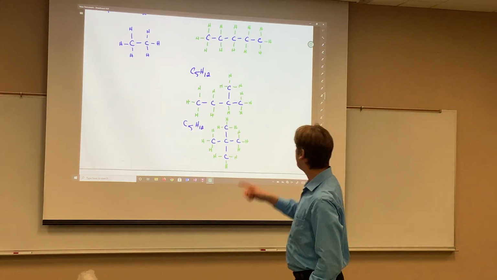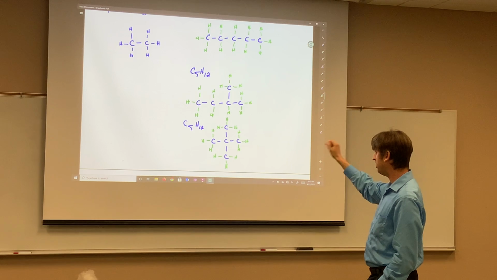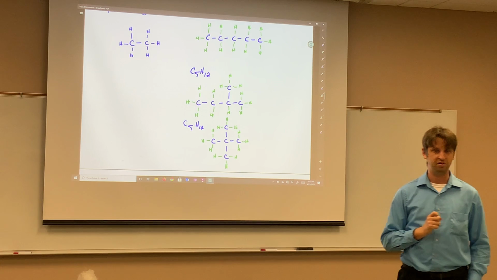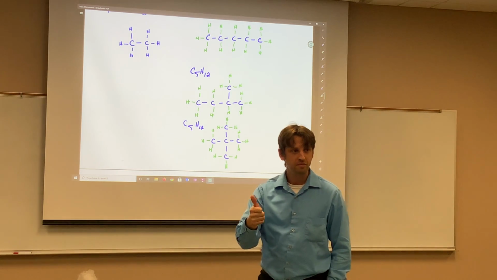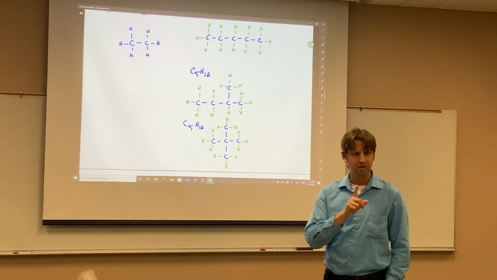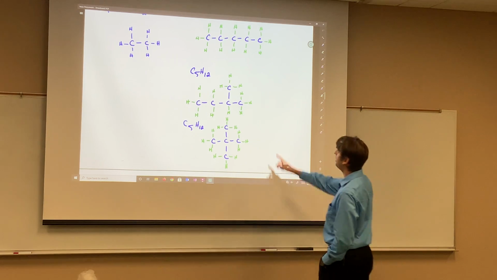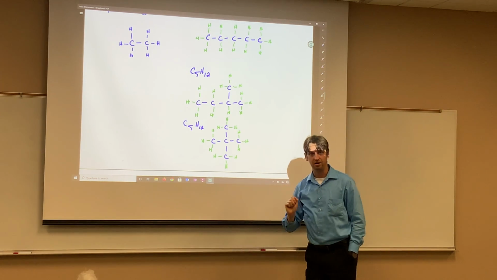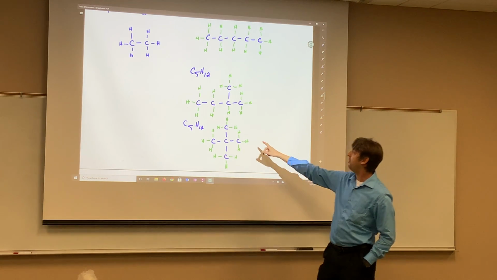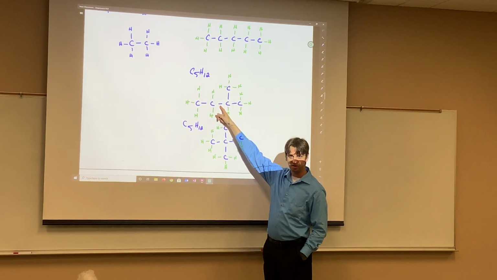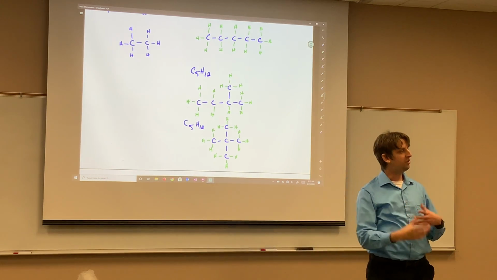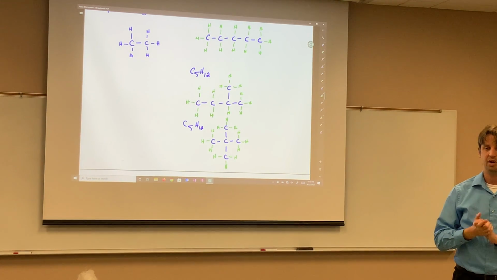Now, what's the relationship between these three C5H12 structures? Those are called constitutional isomers. They have the same formula, but they're connected together differently. At the top, we have a linear chain, where one carbon is bound to another, bound to another. Here we've got a carbon with 3 other carbons around it. Here we've got a carbon with 4 other carbons around it. So we have these different types of carbons in there.